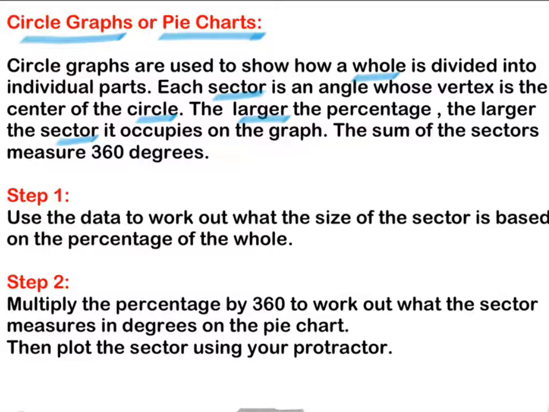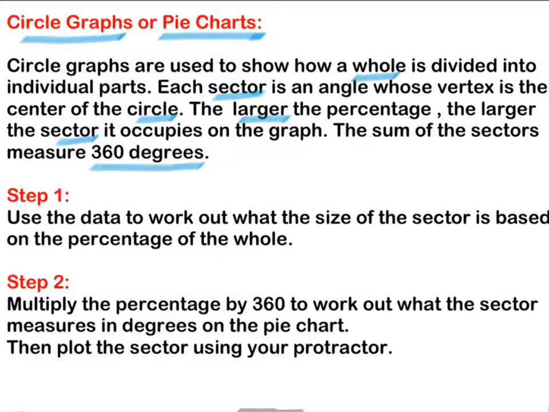So the sum of the sectors measure 360 degrees because we know the angles of a circle total 360 degrees. So when you add up all the sectors, or the little pies on the pie chart, they have to measure 360 degrees once you've plotted them with your protractor.